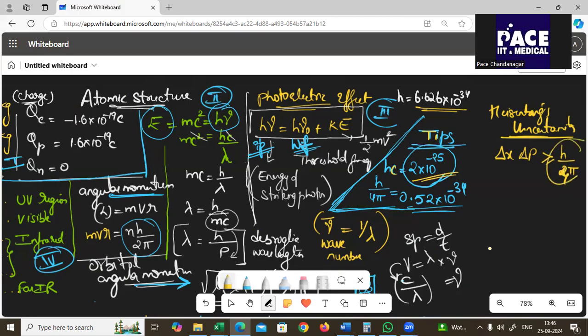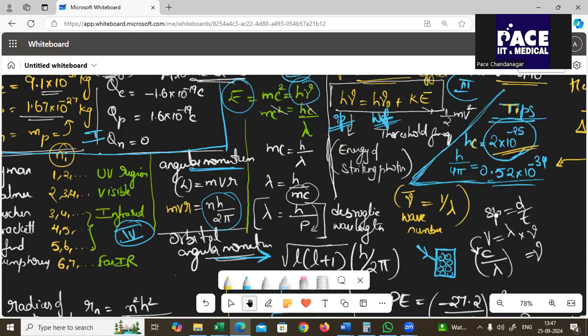So this H by 4 pi value, not every time you should keep on calculating it. You can use the value of H by 4 pi as 0.52 into 10 to the power minus 34. Please write this also. H by 4 pi can be written as 0.52 into 10 to the power minus 34. These are all the pre-calculated values we have. Once you are thorough with these things, we can move on with the next ones.